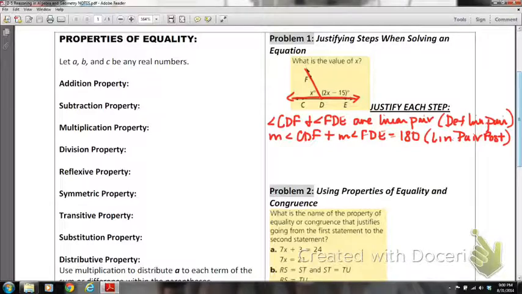So now that I've made this statement, I can make some substitutions from the diagram. In the diagram, the measure of angle CDF is x, so I'm going to substitute x for the measure of angle CDF. And the measure of angle FDE in the diagram is 2x minus 15, so I'm going to substitute that into the equation. My justification for doing that is the substitution property of equality.